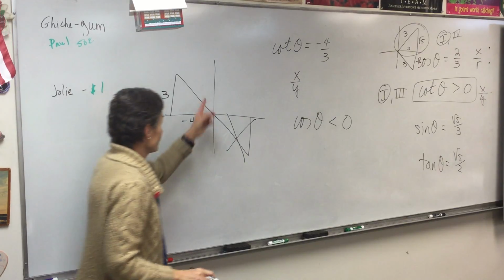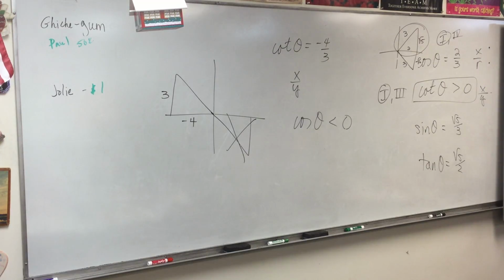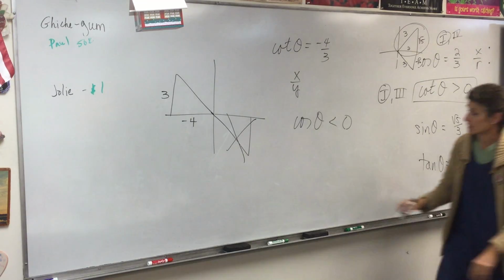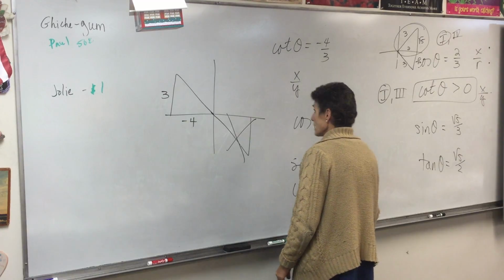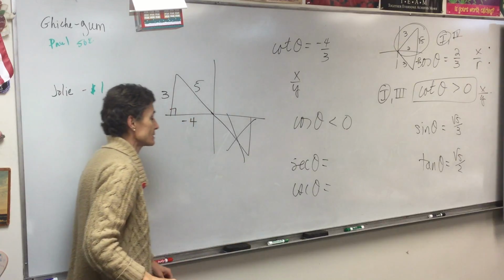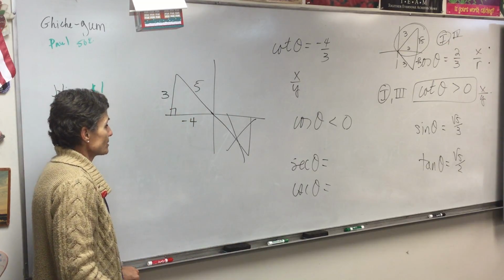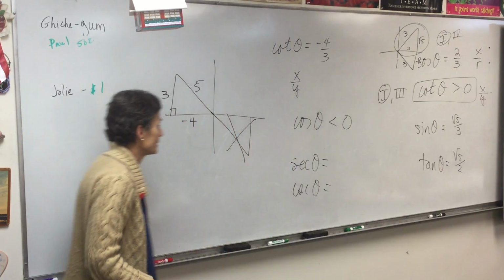I'm going to do my Pythagorean theorem. What's that third side? And I'm finding secant and cosecant. Third side's 5. That's a Pythagorean triple. You should probably all have that one memorized. All right, so I'm ready to fill in. The question was, what's the secant and the cosecant?